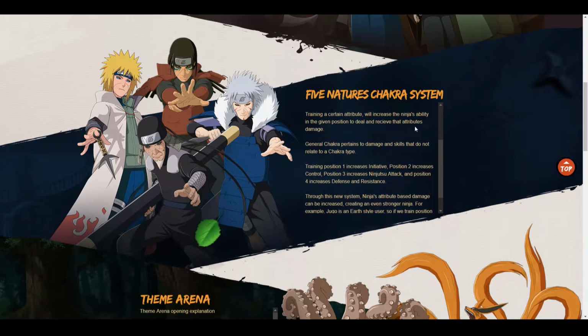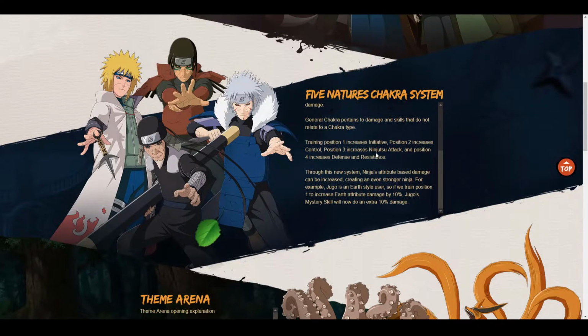Training a certain attribute will increase the ninja's ability in the given position to deal and receive that attribute damage. General chakra pertains to damage and skills that do not relate to a chakra type. Training position 1 increases initiative, training position 2 increases control, position 3 increases ninjutsu and attack, and position 4 increases defense and resistance. Through this new system, a ninja's attribute base damage can be increased, creating an even stronger ninja.